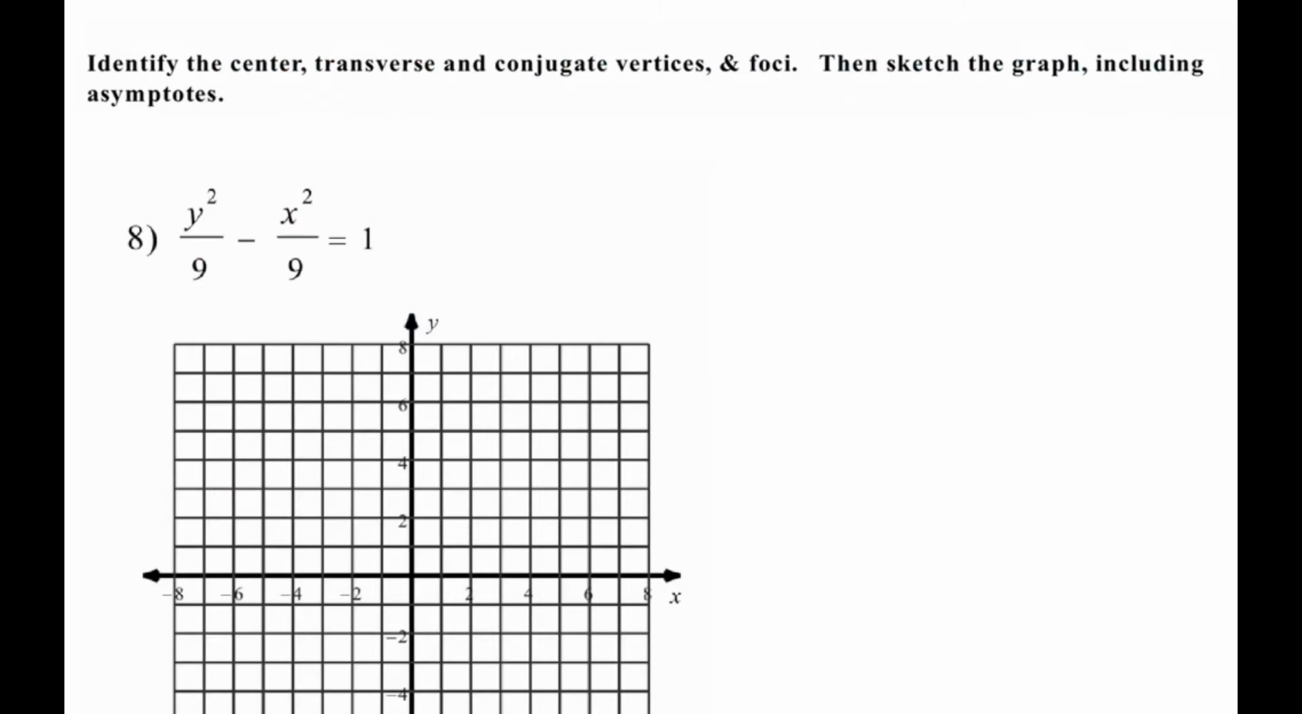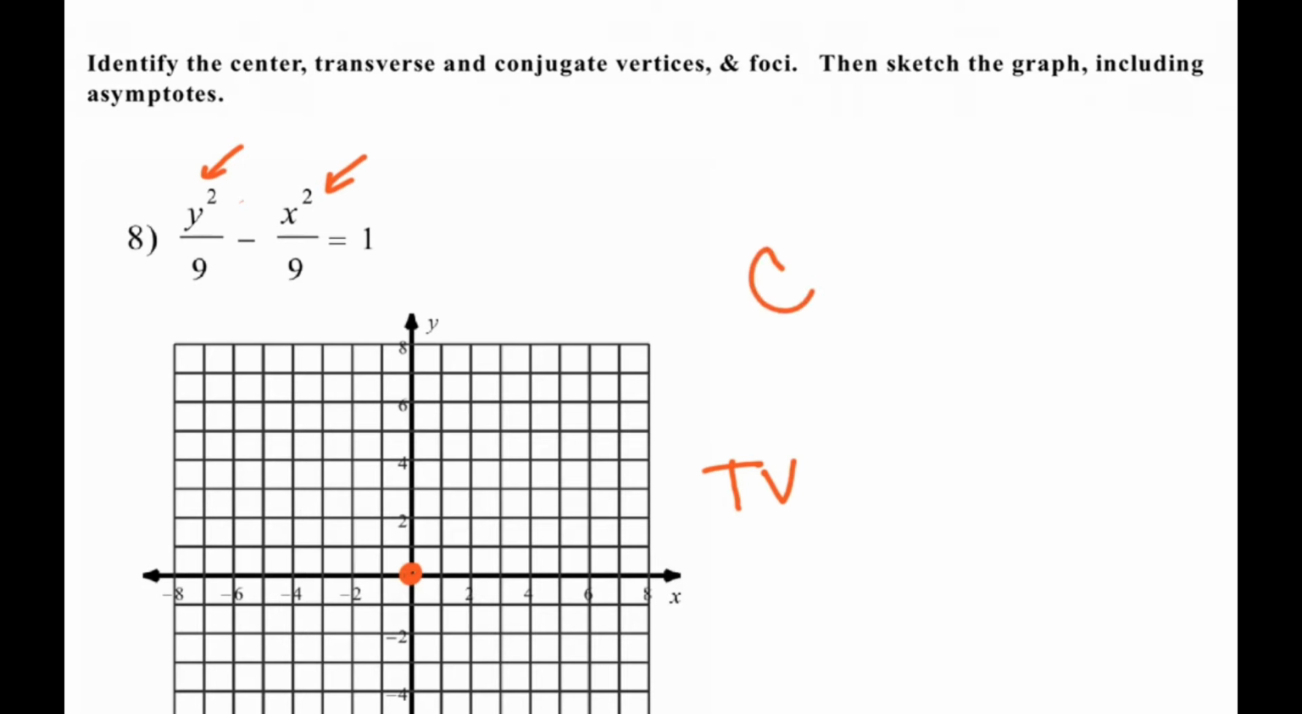Okay, number 8. Again, on this one, we have to notice what's happening. The y is first here, so that means my hyperbola is going to go in that direction, and I need to make note of that. So when I do my transverse vertices, they're going to be vertical, like that. I need to make sure that's in my mind so that I'm not getting it all mixed up. Okay. So my center is going to be at 0, 0 because h is 0 and k is 0.